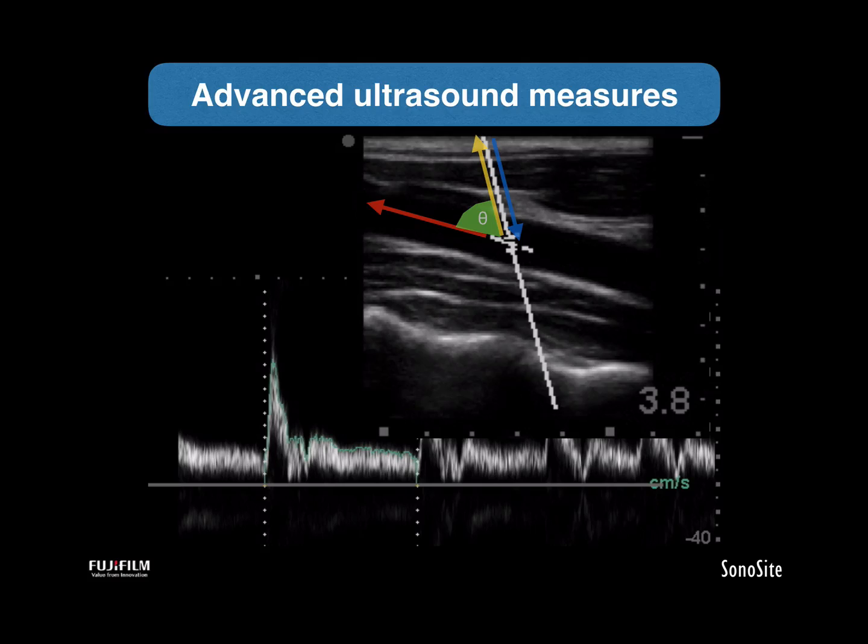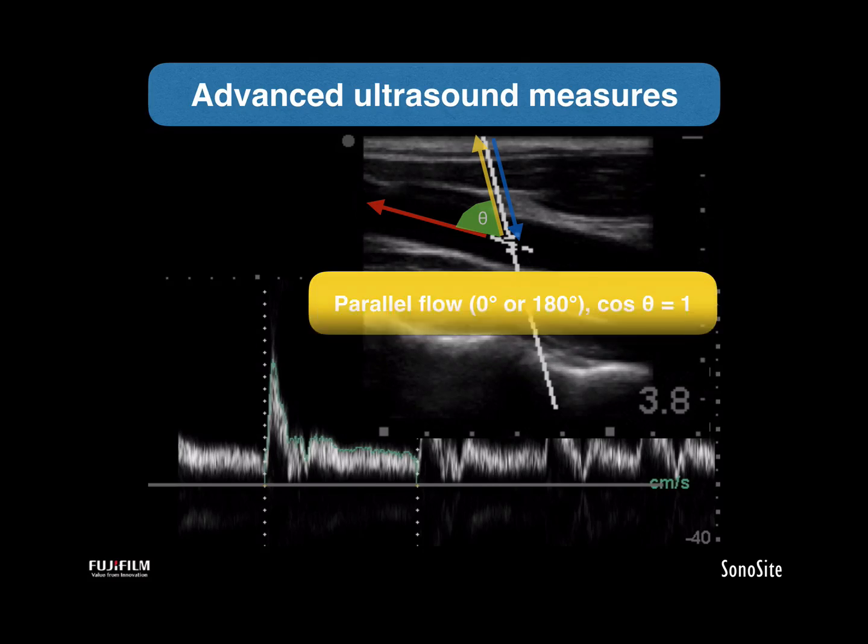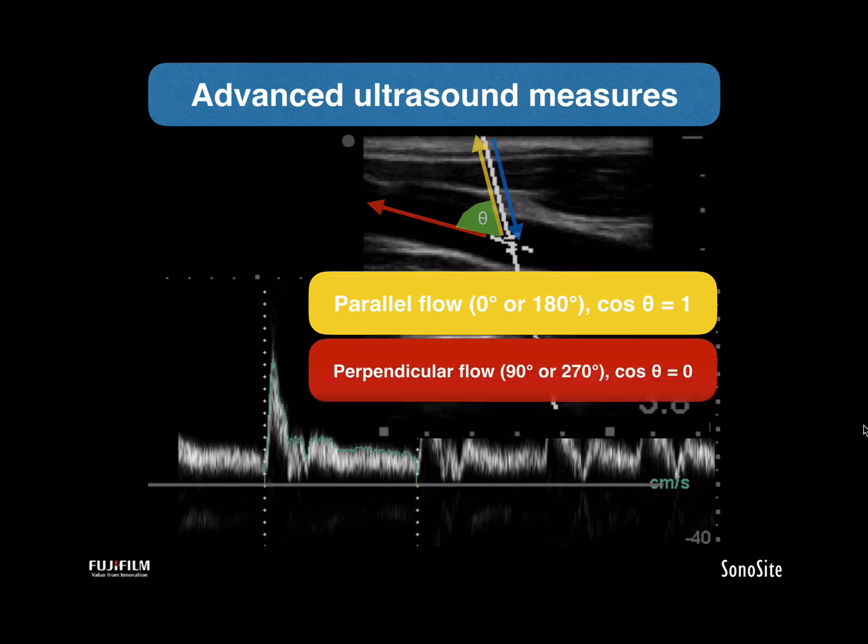For blood flow that is parallel to the sound beam, this angle is 0 or 180 degrees, and the cosine theta function equals 1. So there is no resultant adjustment to the velocities in the Doppler shift that's measured. When blood flow is perpendicular to the sound beam, there is no Doppler shift, regardless of how fast the blood is actually flowing. Cosine theta at 90 degrees or 270 degrees will be 0.